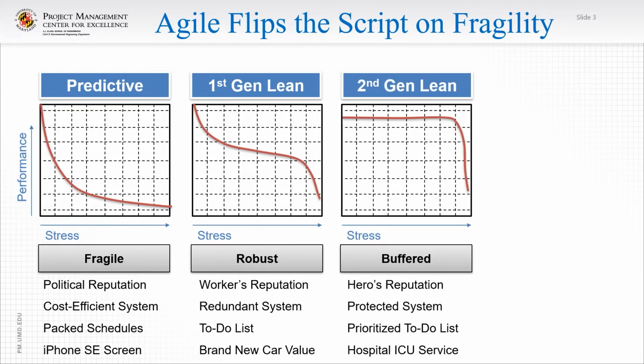Now, second generation lean looked at the system and said, you know what? If we could reorganize the work that we do, if we could prioritize, we could do better. And so what they offer is essentially what I have termed a buffered system. A buffered system basically says that you're going to allow for the least important work to be thrown out first so that your most important work is saved until the end in terms of your stress curve. So essentially, performance goes well for a while, and then eventually the stress overcomes the system.